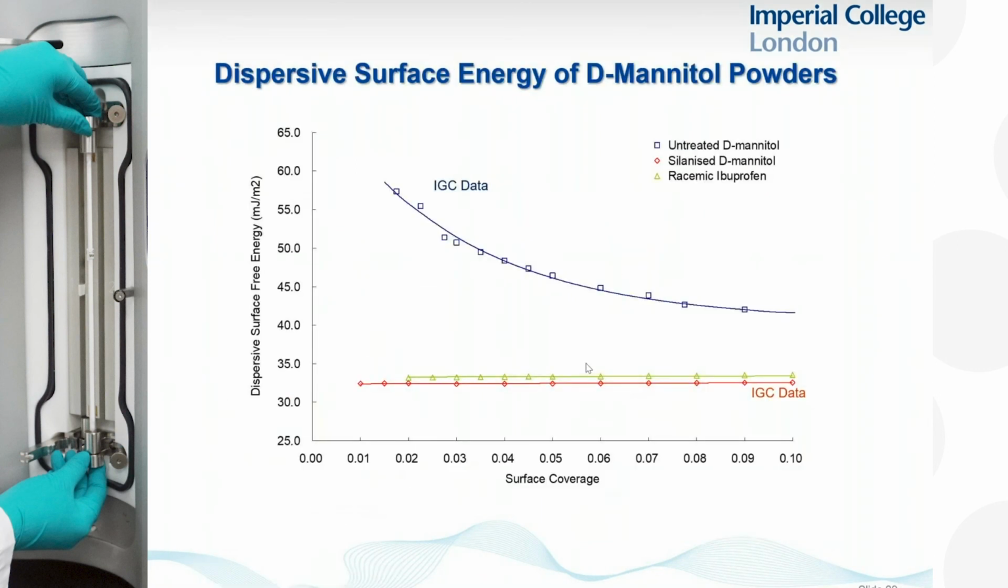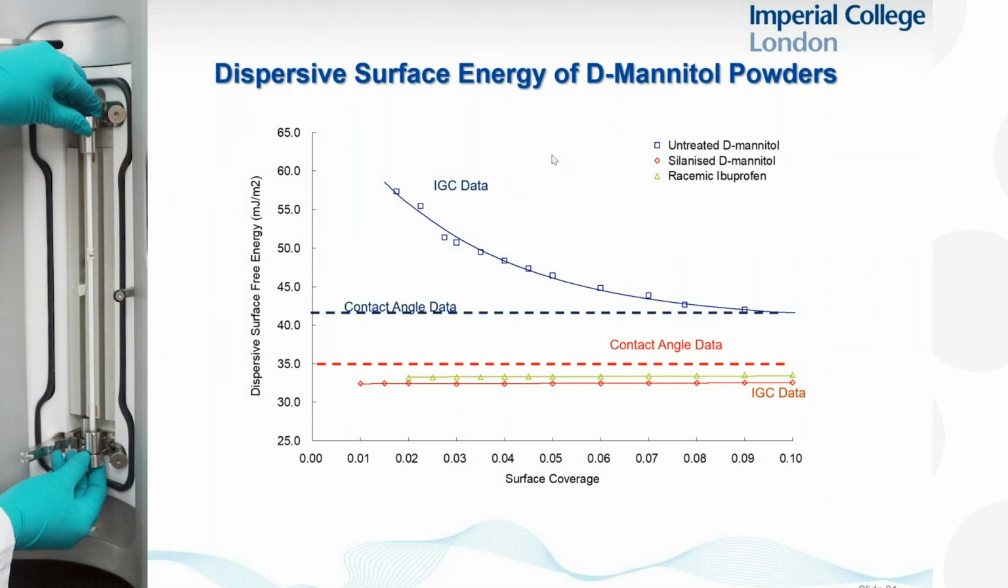So now what we've got is some IGC data for the powders. So we've got some untreated and also the silanized material. So the untreated material with all the hydroxyl groups, you can see that that's got a much higher degree of heterogeneity. The surface energy, which is over here, varies from about 60 all the way down to about 40. Whereas the red line, which is my silanized material, is about 32 all the way across. It doesn't vary. And here's another fairly inert material, which is racemic ibuprofen. Again, very homogeneous material. How about our wettability data? How does that look?